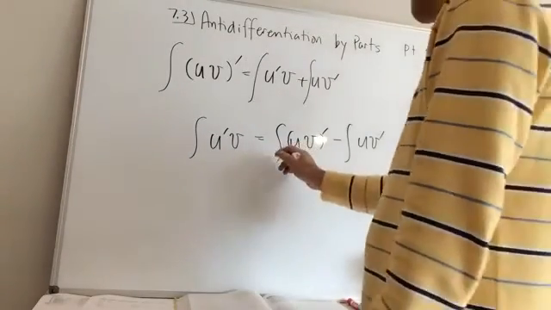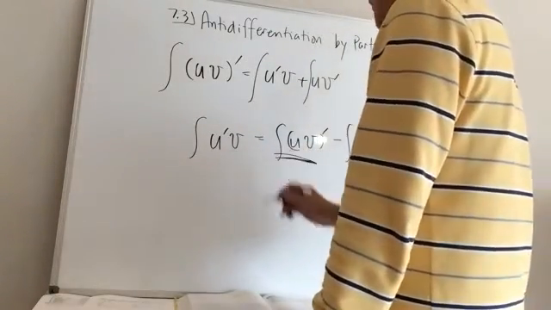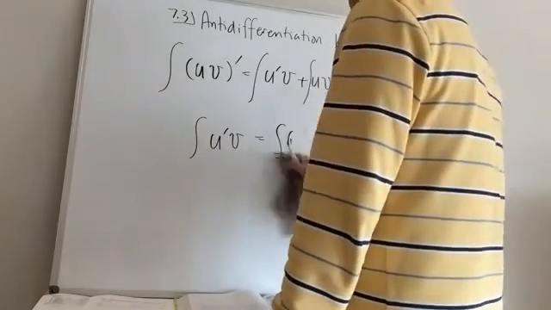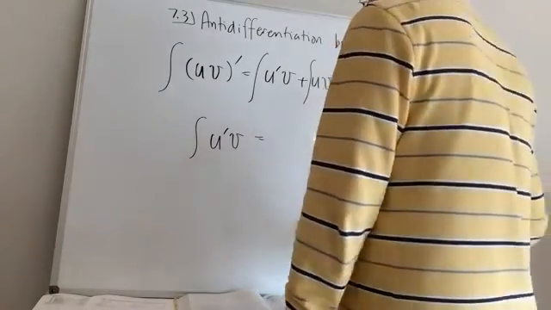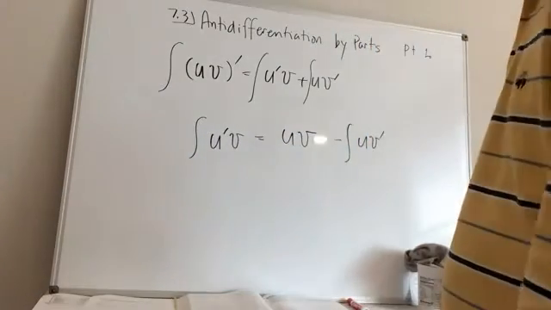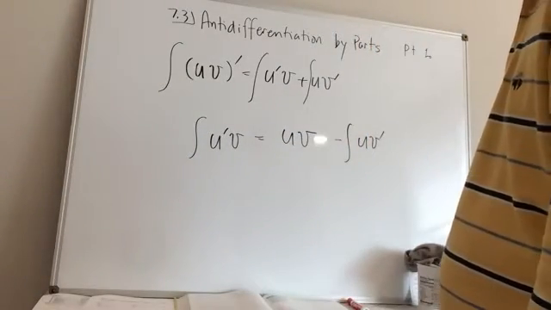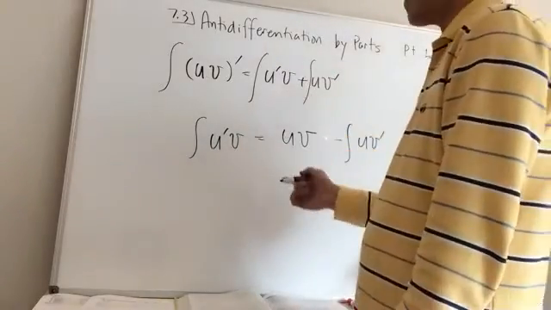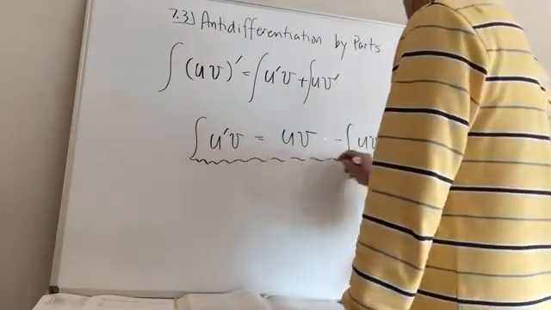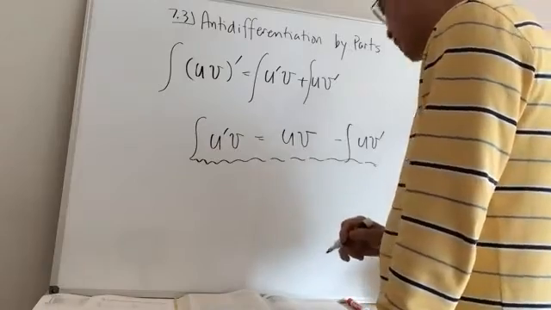What happens to this? Does this basically become UV? Right, because I took the derivative and then I took the integration back again. So this is really the integration by parts right here. This is where it comes from.